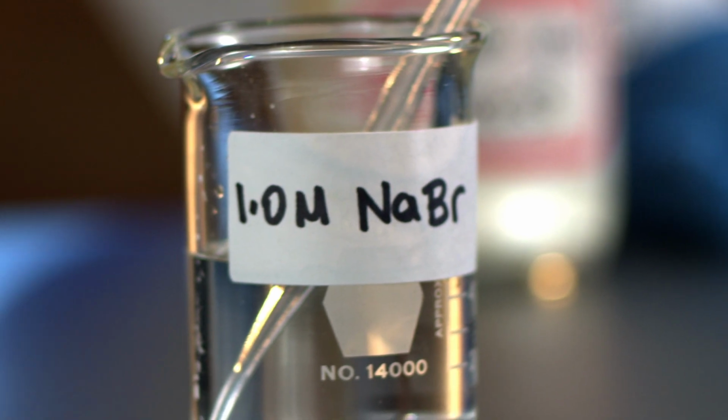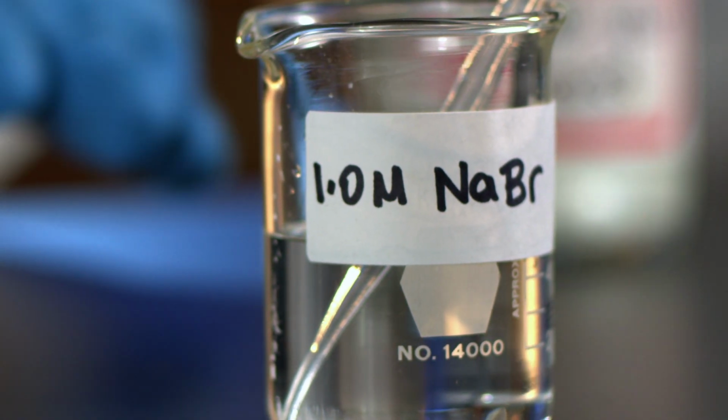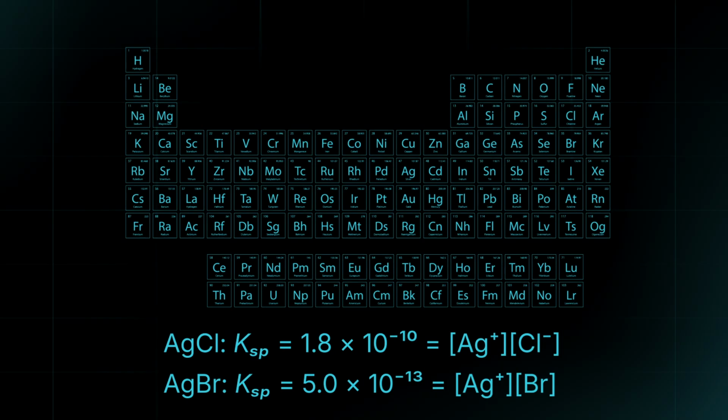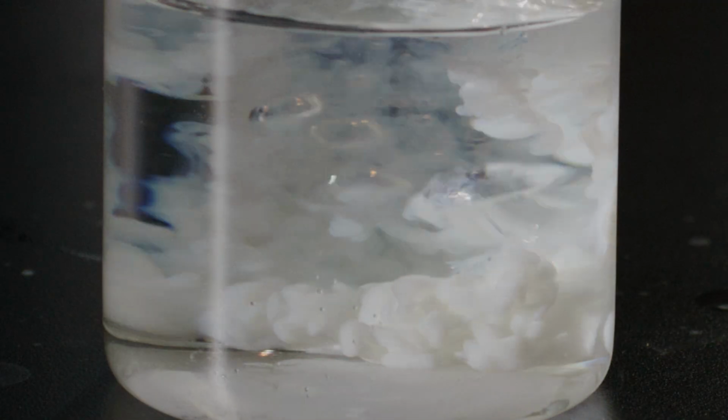I'm going to add a solution of sodium bromide. If you remember, bromine is right under chlorine in the halide group on the periodic table. As we move down the group, the Ksp lowers. Silver bromide has a Ksp of 5.0 times 10 to the minus 13. Watch what happens. We've swapped out silver chloride for silver bromide.